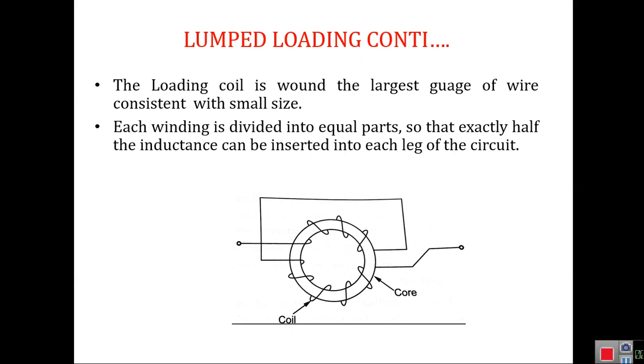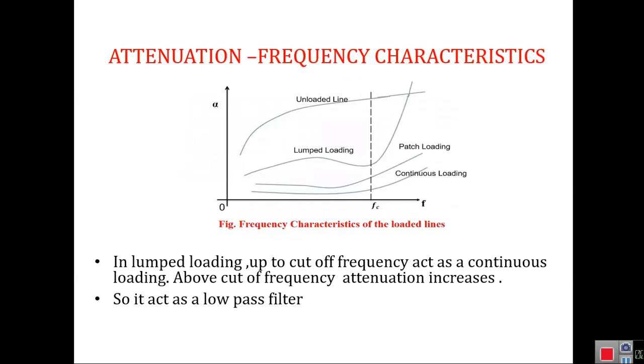In this figure you can see the coil, where each winding is divided into equal parts, so that exactly half the inductance can be inserted into each leg of the circuit. Here, if you see the attenuation and frequency characteristics, lumped loading is there, continuous loading is there, and patch loading is there.